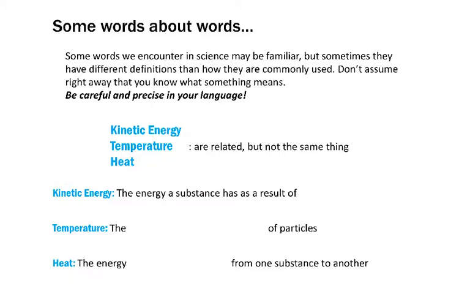So kinetic energy, fill in the blank: the energy a substance has as a result of what? Motion. The temperature is the blank of particles. Remember? Temperature is not the kinetic energy, it's the average kinetic energy of the particles. And heat is the amount of energy blank from one substance to another. The amount of energy transferred.